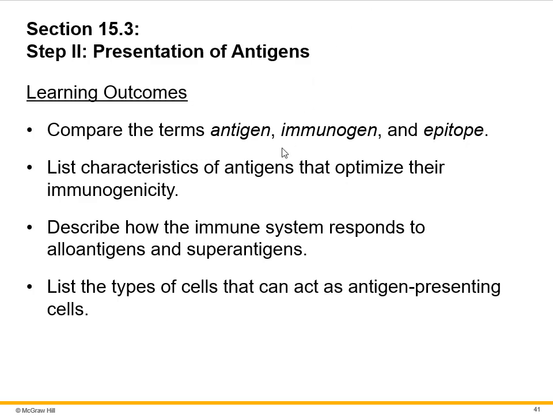So in section 3, we're going to look at step 2, which is the presentation of antigens. Our learning outcomes are to compare the terms antigen, immunogen, and epitope, and to list the characteristics of antigens that optimize their immunogenicity. Describe how the immune system responds to allergens and superantigens. So these are two different kinds of antigens that we're going to differentiate between. And list the types of cells that can act as antigen-presenting cells.